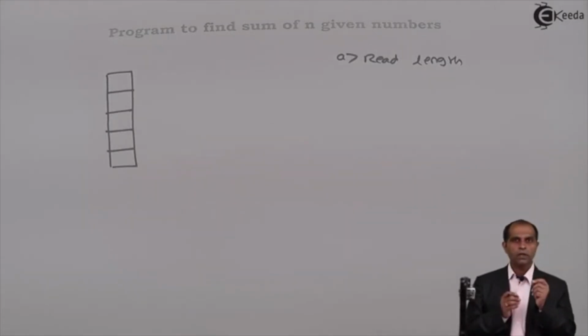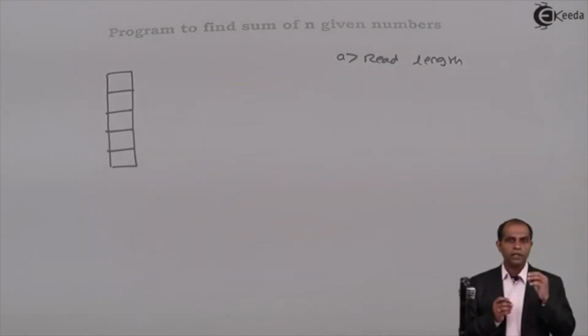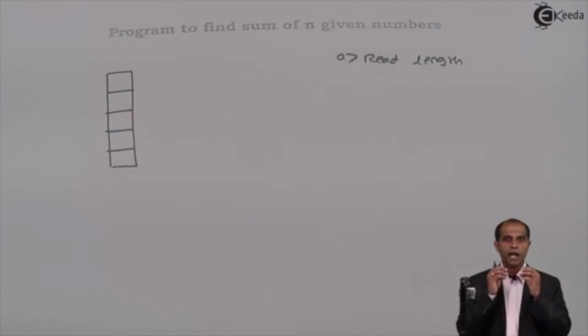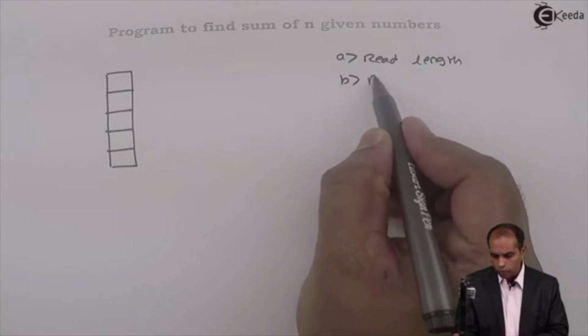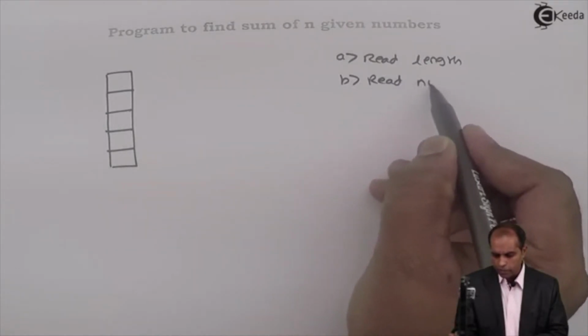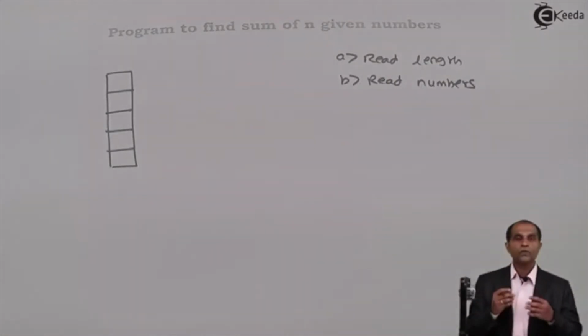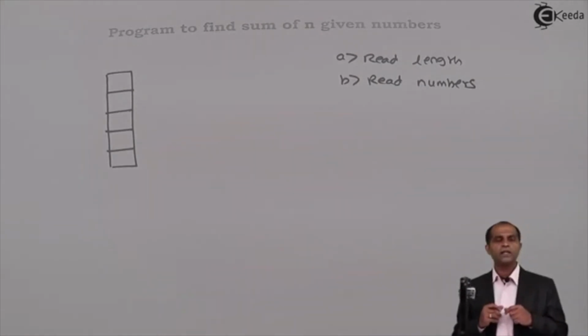Is he going to enter 1 number? 5 numbers? 10 numbers? 20 numbers? So I'll ask the length of the numbers. And then the second input, I'm supposed to read the numbers in this case. So first read the length of the array and then read the numbers.